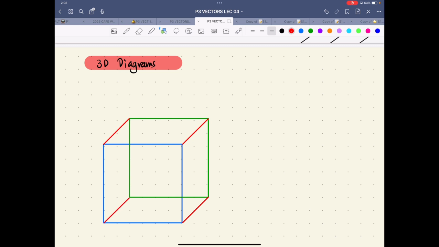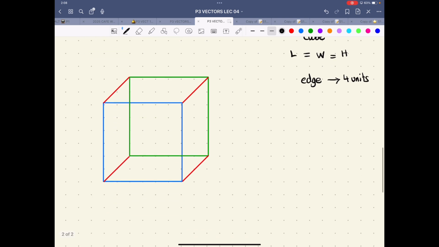Now let's assume that this is a cube. The length equals the width equals the height. The edge of the cube has a length of 4 units. Now further on I'll first label it O, A, B, C, D, E, F and G. O, A, B, C, D, E, F, G, this is a cube.